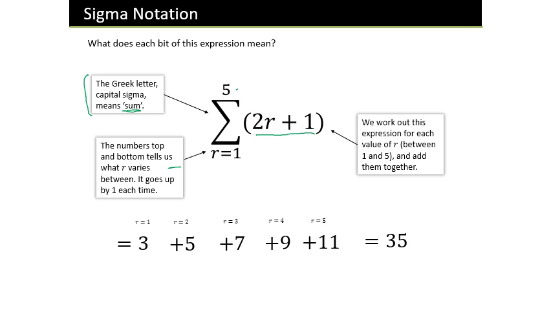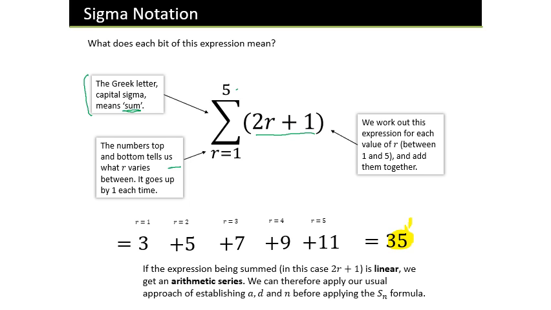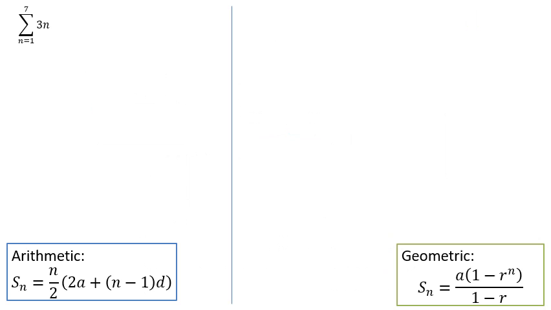Luckily, there is generally a quicker way of doing that than having to write them all out and add them all up. If the expression being summed is linear, and here it is linear, we get an arithmetic series. We've already learned earlier about how to sum arithmetic series. Similarly, you may sometimes get a geometric series. You already know how to sum geometric series. So we'll do some more examples on the next slides.